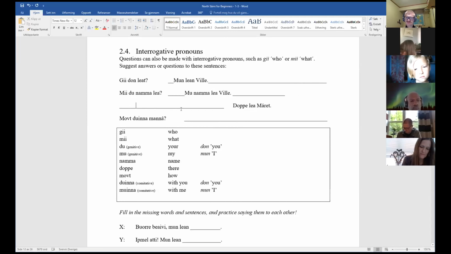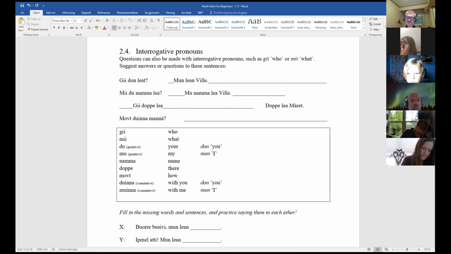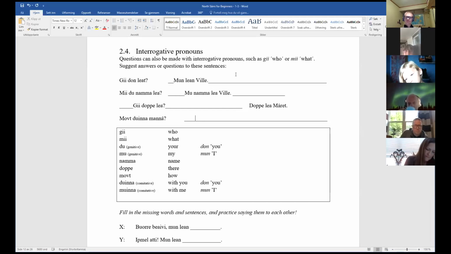And here you see doppele maret. There is maret. What can you ask to get the answer? There is maret. Who is there? There is maret. So who, ki, doppele. Who is there? Doppele maret. And mot tuina manna. How with you it goes.